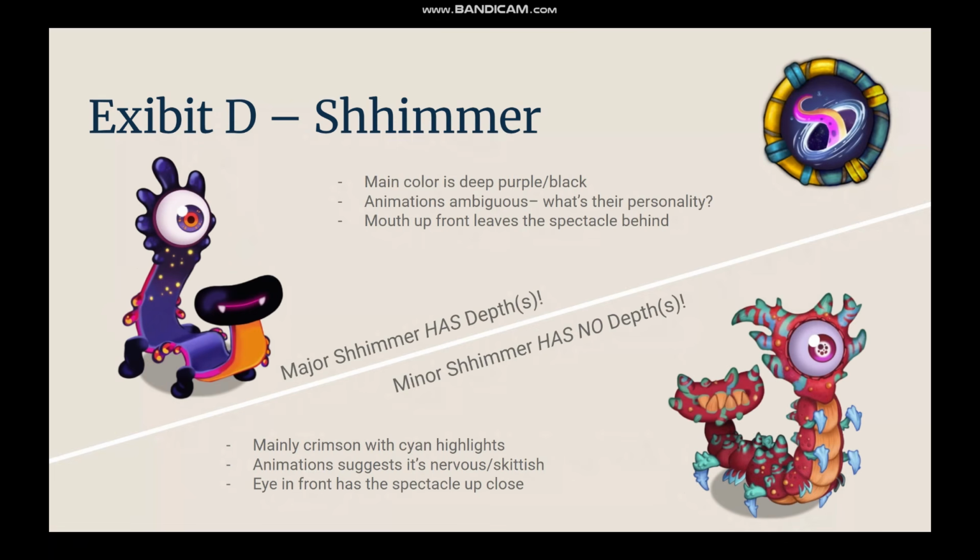It has the eye in the front and the mouth in the back. So the thing making the sound is in the back, but you can see the spectacle of the eye doing the weird hexagonal portal thing up front and close. You can see that right there. So in this way, I would say that Minor Shimmer has no depth because everything is revealed, and depth here means unknowns. So Major Shimmer has a lot unknown about it, and Minor Shimmer has no unknown about it.